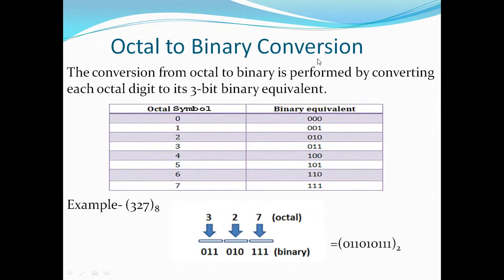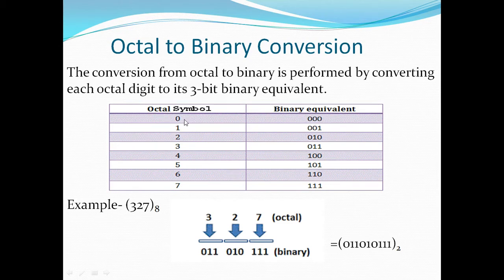Now next is octal to binary conversion. These conversions are very easy, but for that you must know the binary equivalent for all the octal symbols. We know that in octal we have a total of 8 digits, 0 to 7. You must know all the binary equivalents of these digits. Like for 0 we write 000, 1's binary equivalent is 001, 2 is 010, 3 is 011 and so on. You must learn all these binary equivalents.